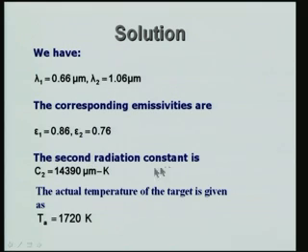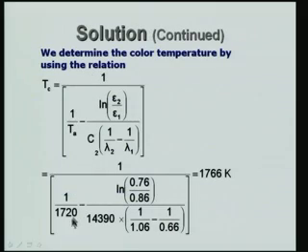The second radiation constant, which we already know is required for the calculation, I have written down: 14,390 micrometer Kelvin. And consistently, in solving problems we use micrometer for the wavelength, and the radiation constants C1, C2, etc. will also consist of micrometer as the unit of wavelength in that definition. The actual temperature of the target is also given, Ta equal to 1720 Kelvin. So, the problem is very simple.